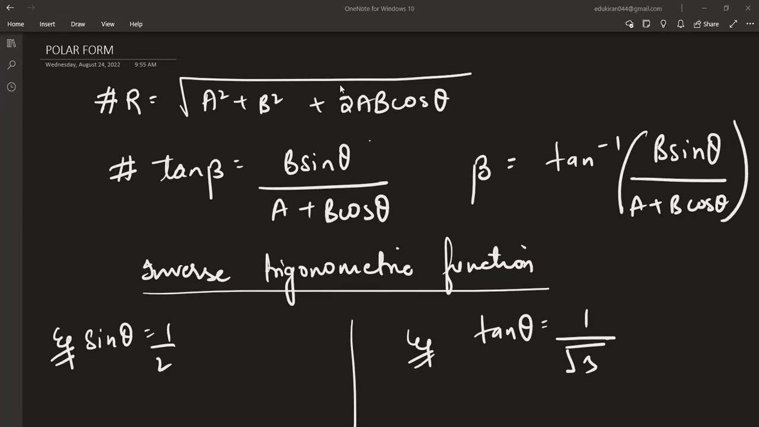So see, this is the conclusion. Resultant is under root a square plus b square plus 2ab cos theta. Tan beta is given by b sine theta divided by a plus b cos theta.